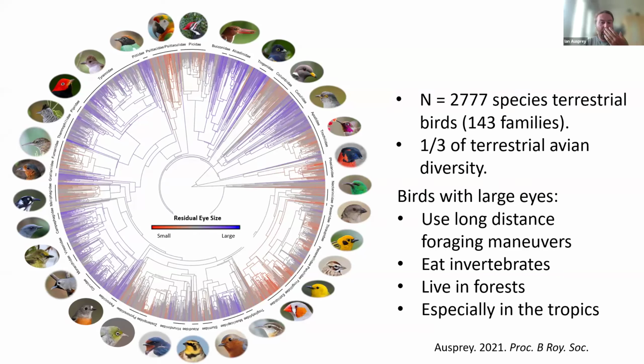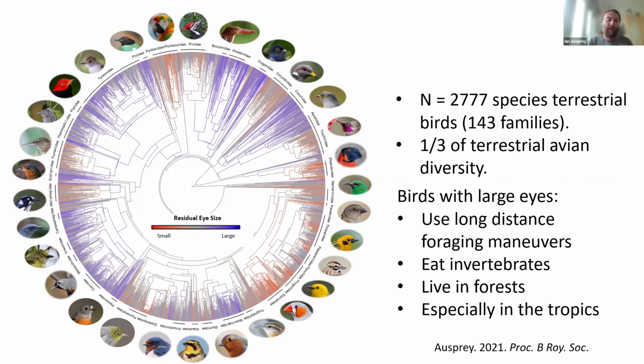And basically what I found out is that birds with large eyes, or increased visual acuity, tend to use long distance foraging maneuvers. They tend to eat invertebrates. They tend to live in forests, and especially in the tropics. The tropics tend to have species with relatively larger eyes given their body mass.